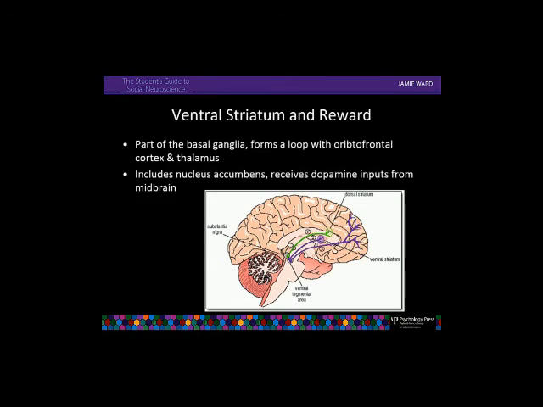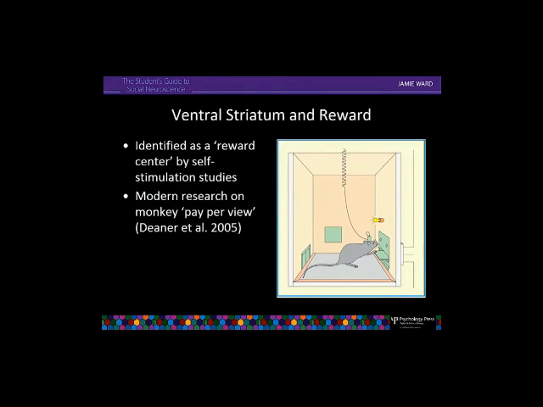So the classic studies on the ventral striatum, one of the ones that identified it as a reward center, are self-stimulation studies. It's very simple. You put a stimulating electrode into the rat or the mouse's brain, and you give it a lever, and when it presses the lever, it switches on its own brain.